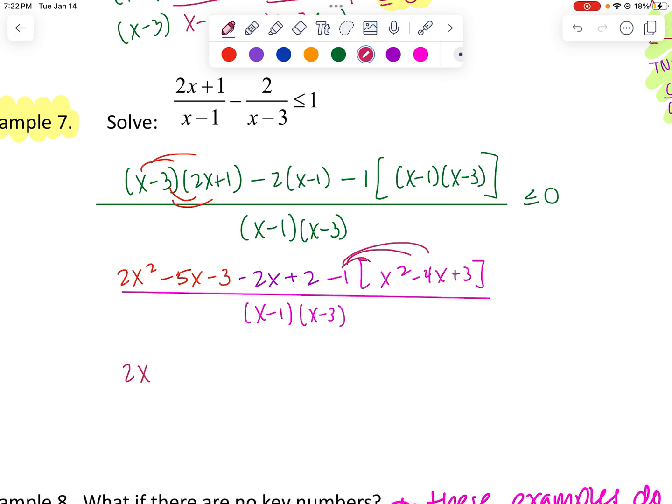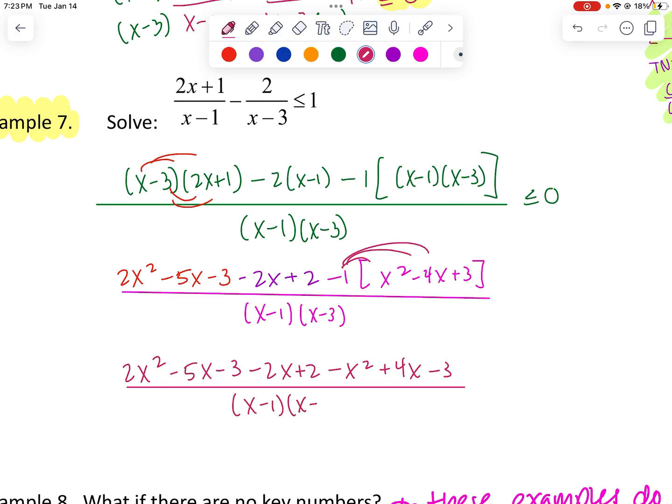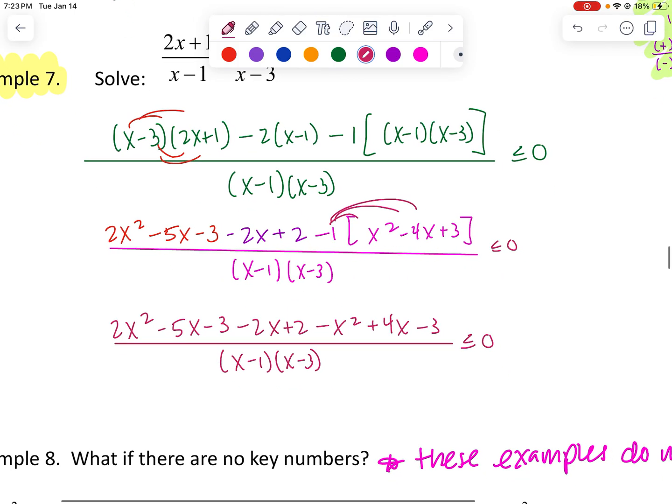So I'm left with 2x squared minus 5x minus 3 minus 2x plus 2 minus x squared plus 4x minus 3, all over my common denominator of x minus 1, x minus 3. And I can't forget to pull that guy down. All right, we have like terms. Let's go ahead and find them.